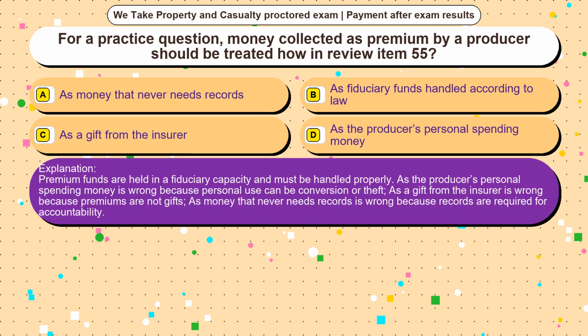Premium funds are held in a fiduciary capacity and must be handled properly. As the producer's personal spending money is wrong because personal use can be conversion or theft. As a gift from the insurer is wrong because premiums are not gifts. As money that never needs records is wrong because records are required for accountability.